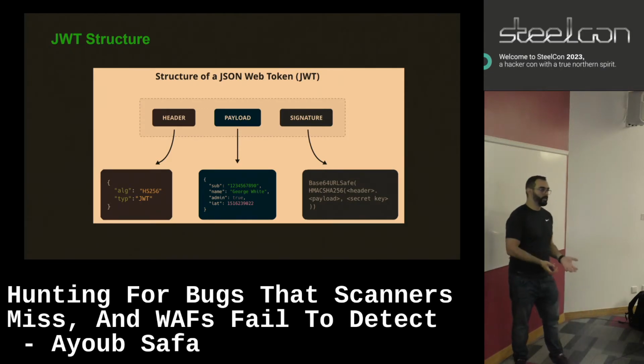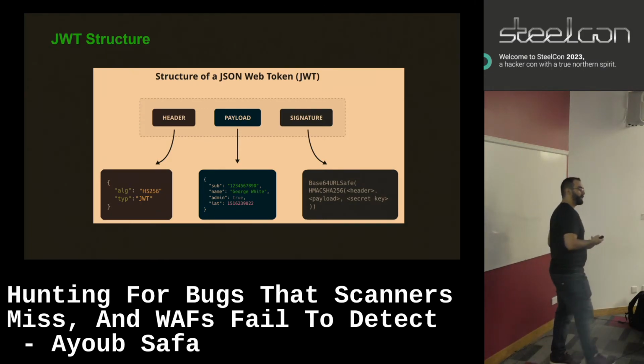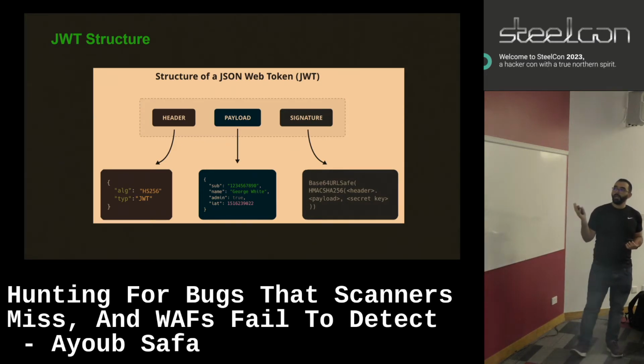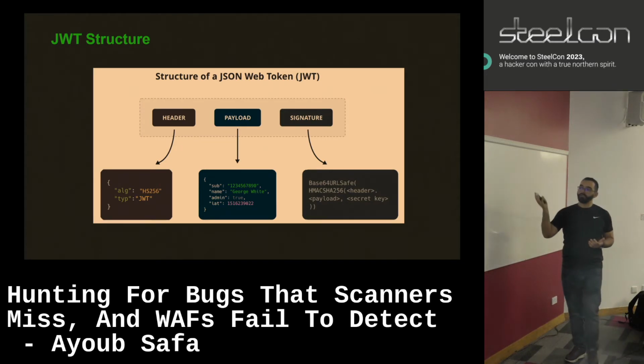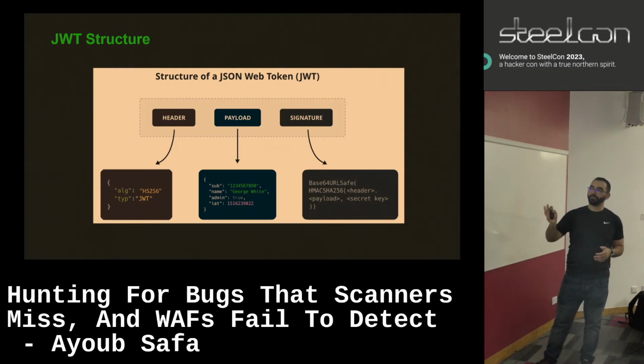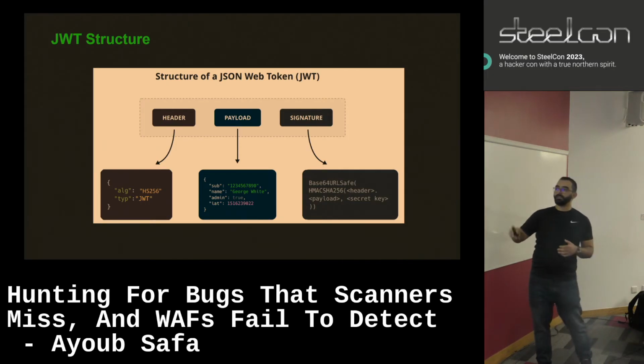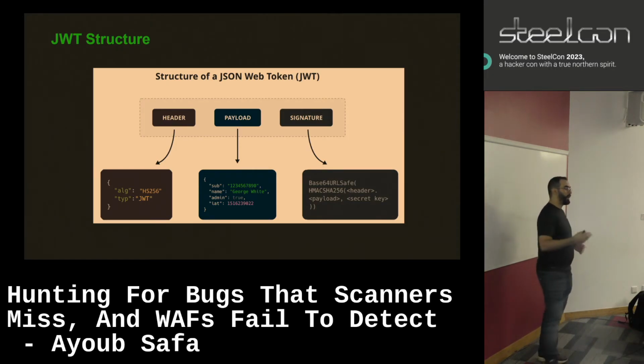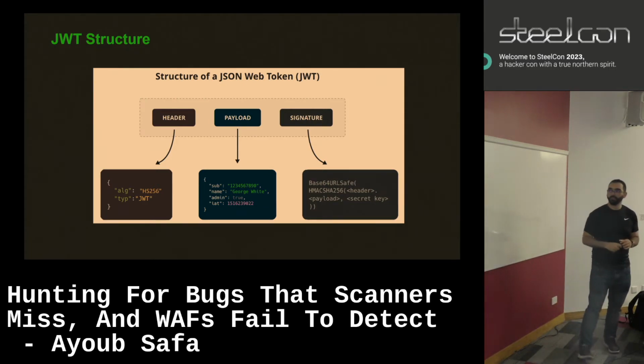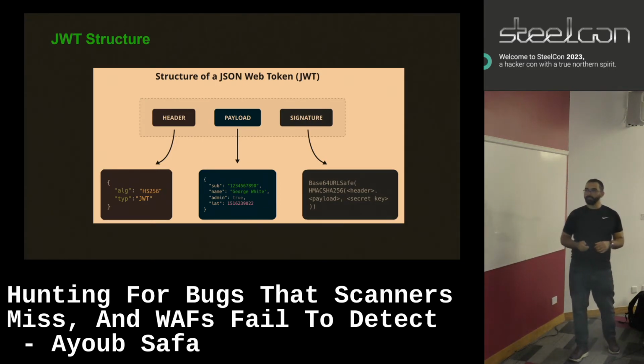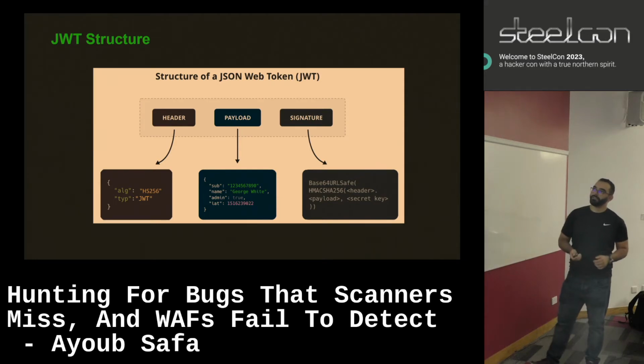So when an application receives a JWT, it will calculate the signature using the secret key, and then it will verify it with the one being provided. And if there is a match, then we know that this token is a valid one. So let's see some common misconfigurations regarding this JWT.